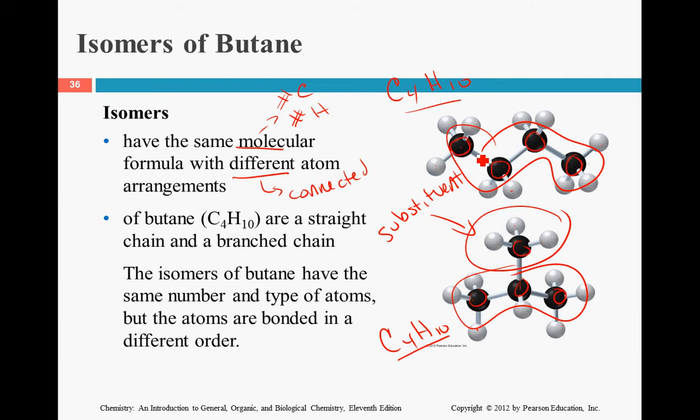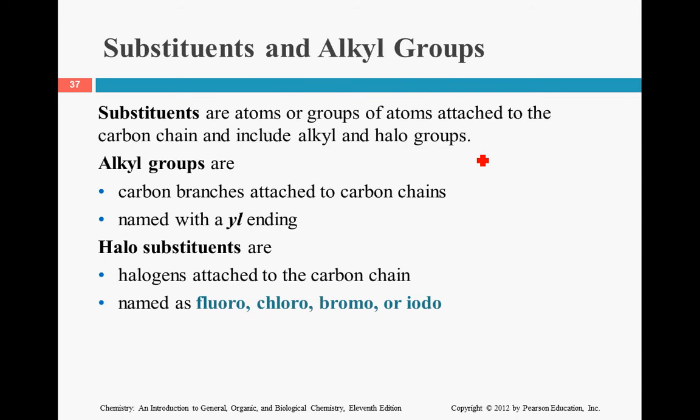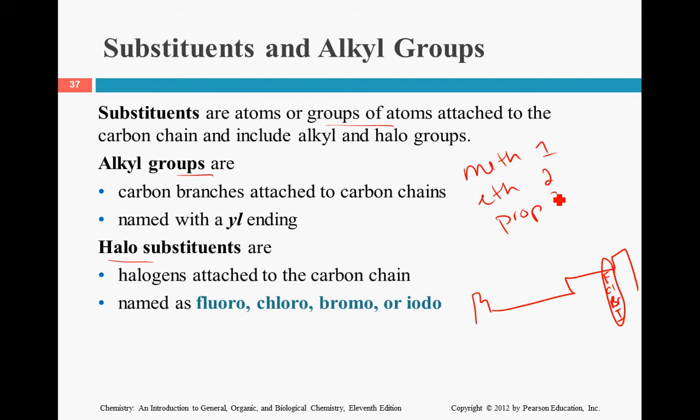And that's what we're going to be focusing on with this section. A substituent is a group of atoms attached to the longest chain. So we have an alkyl group and we have a halo group. Remember, halogens are this row right here with fluorine, chlorine, bromine, and iodine. And when they're talking about the alkyl groups, that's from the previous section where meth was 1 carbon, eth was 2 carbons, prop was 3 carbons, and so on.